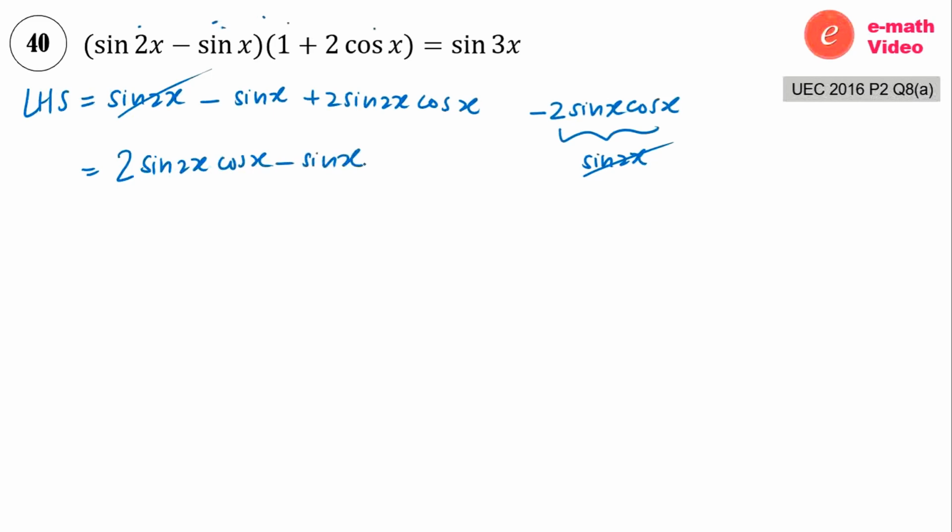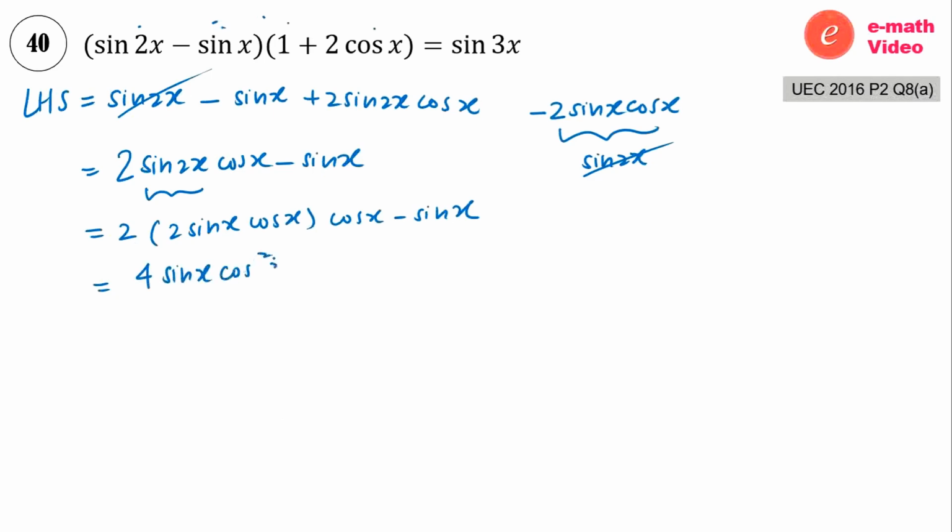Okay. We have a double angle here. Use the formula for double sine, which is 2 sine x cos x, times cos x minus sine x. Then we expand the bracket. 2 times 2 is 4 sine x cos times cos is cos square x, minus sine x. What else we can do? Maybe we just stop here for left hand side.